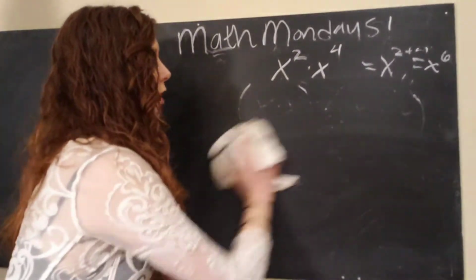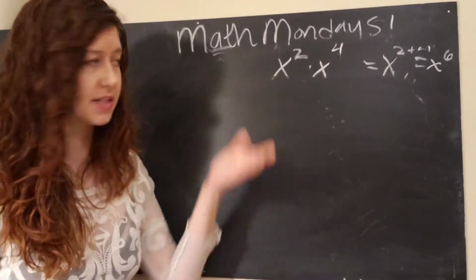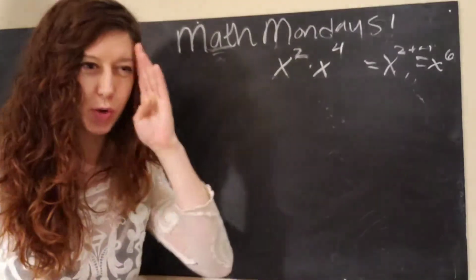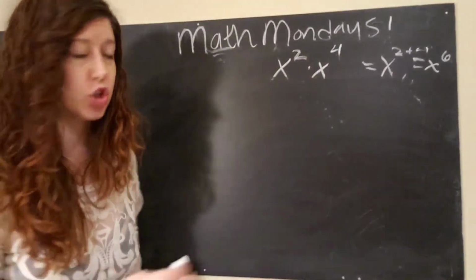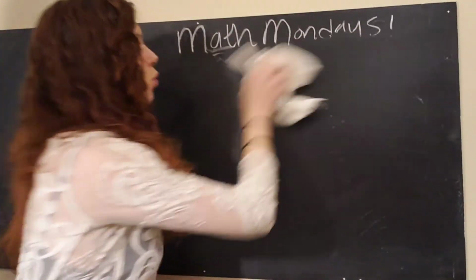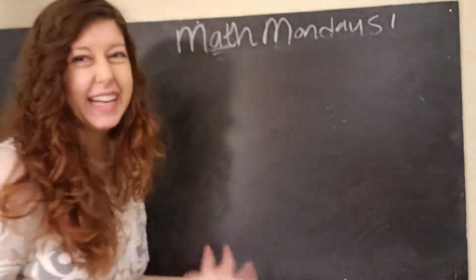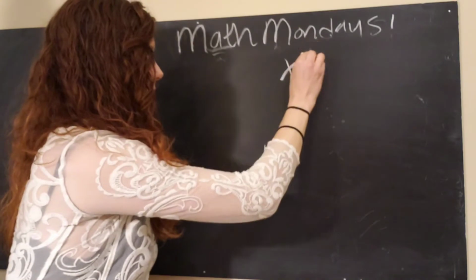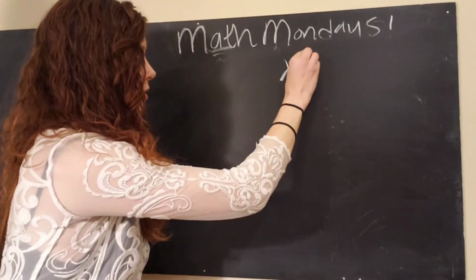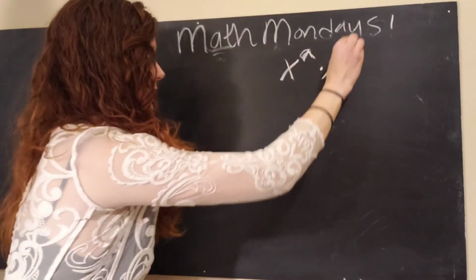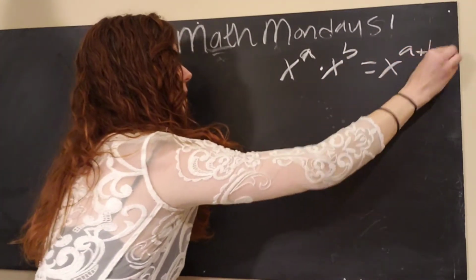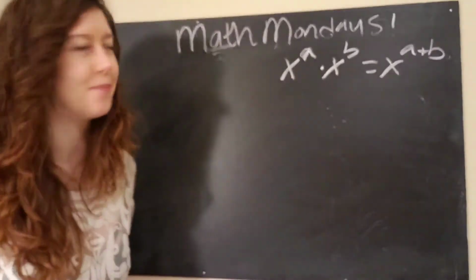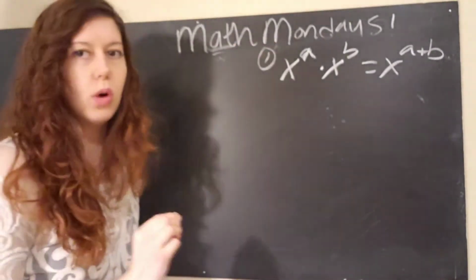Cool. Okay, so to generalize this rule, which is what we like to do, because these numbers can change, but the rule does not change. A general form of the rule would be to say that for any given exponents, let's say we have x to the a times x to the b, then we're going to have x to the a plus b. Cool. So that is rule number 1.